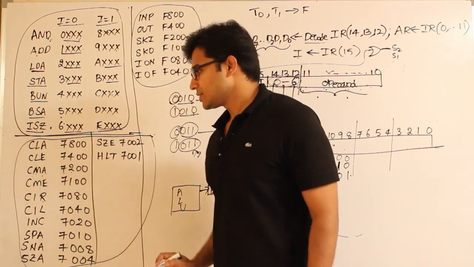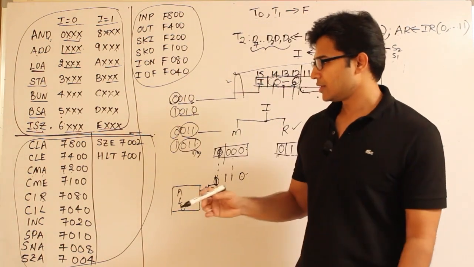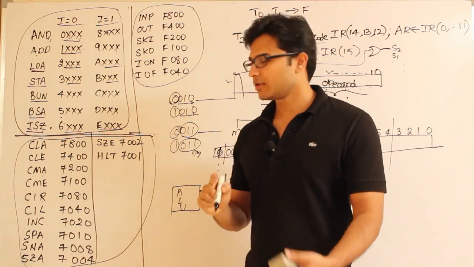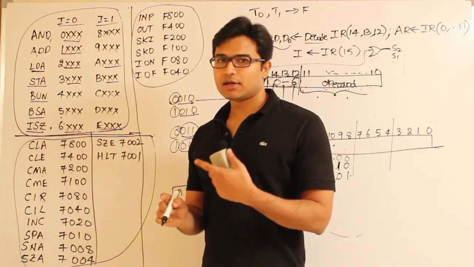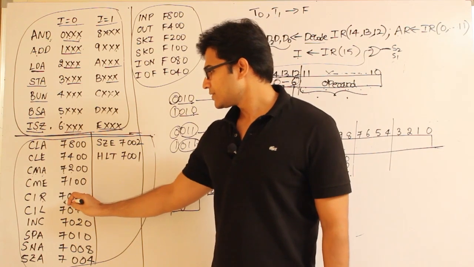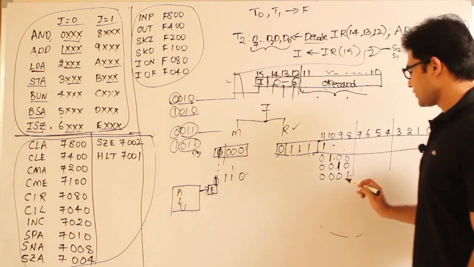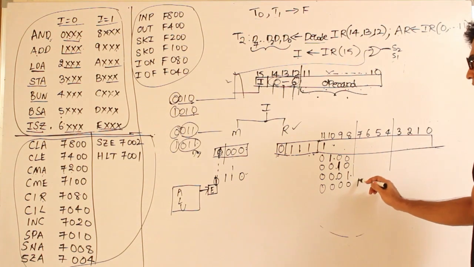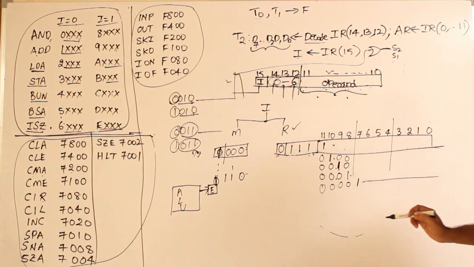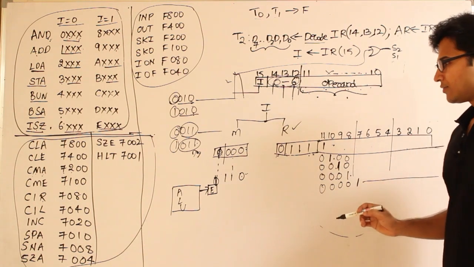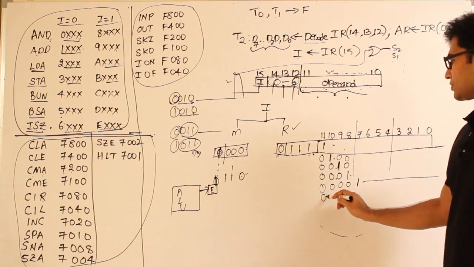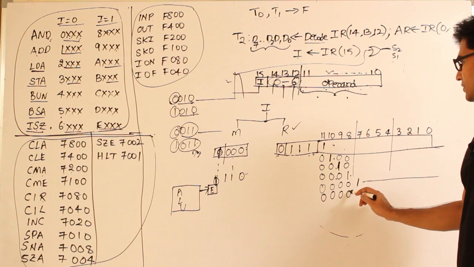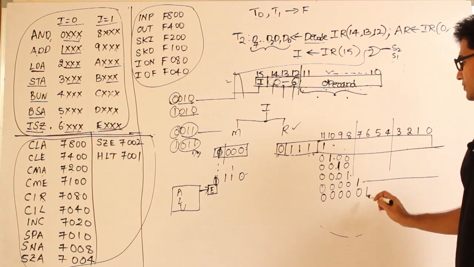And CIR means circular right, which means circular shift right. And CIL means circular shift left. If you see this, 7080 is used. 7080 means all these are zeros and this one is made 1 and all the remaining are zeros. And circular left means 7040 is used, which means all these are zeros and this one is 1, so 4.